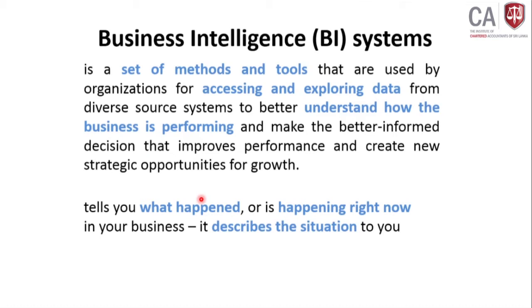They tell what happened and is happening right now, and describe the situation. So that information is analysis. So it's like an intelligent system that provides the data of the past few years, and that analyzed data will be given to the management, and also what happened in the past, what is happening right now, and it describes the situation, right? And that is how business intelligence systems work.